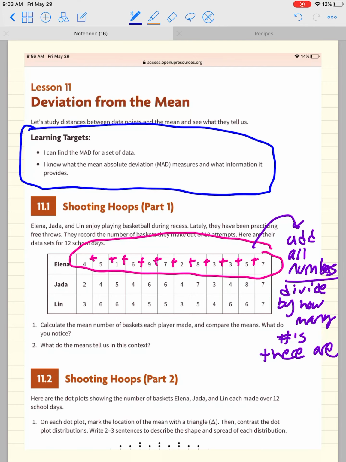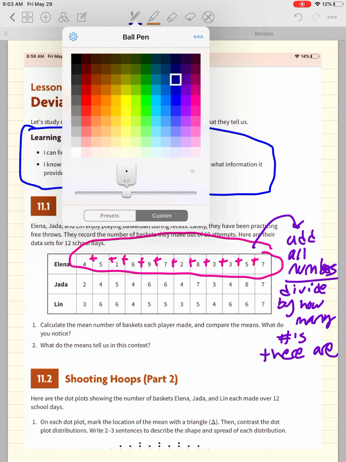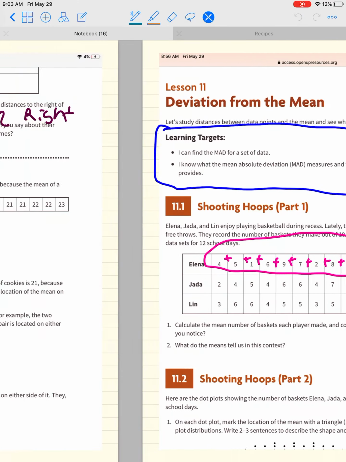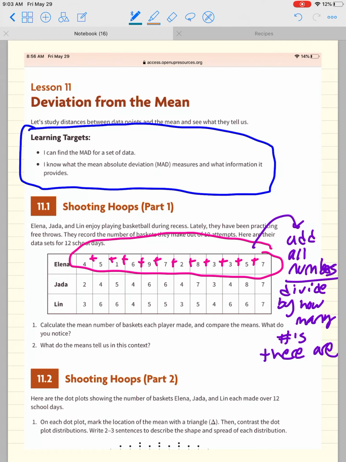Okay, hopefully you unpaused this because you finished. So you should have gotten a mean of 12 for Elena, Jada, and Lynn. So you should have noticed that they all have the same mean. So even though they all had different numbers each day, their average is the same. So that's really interesting.